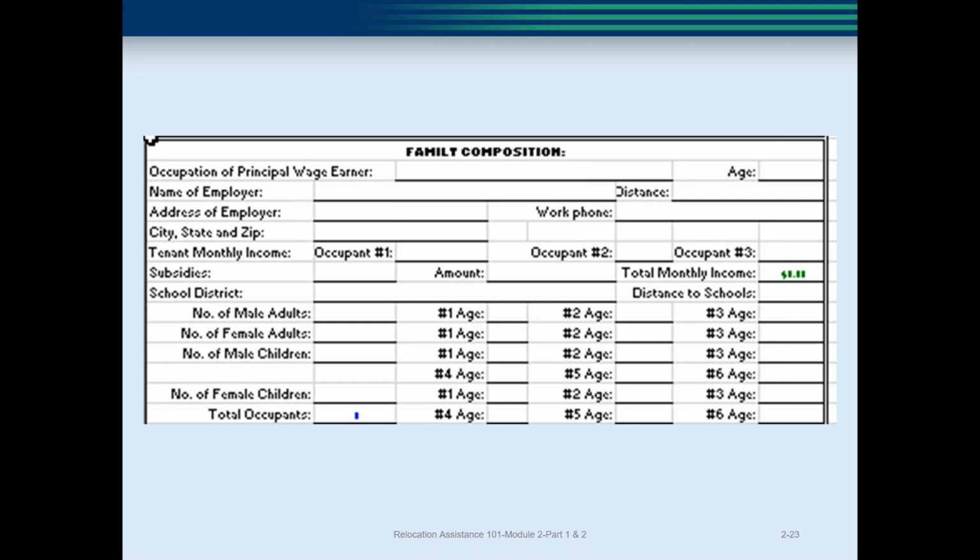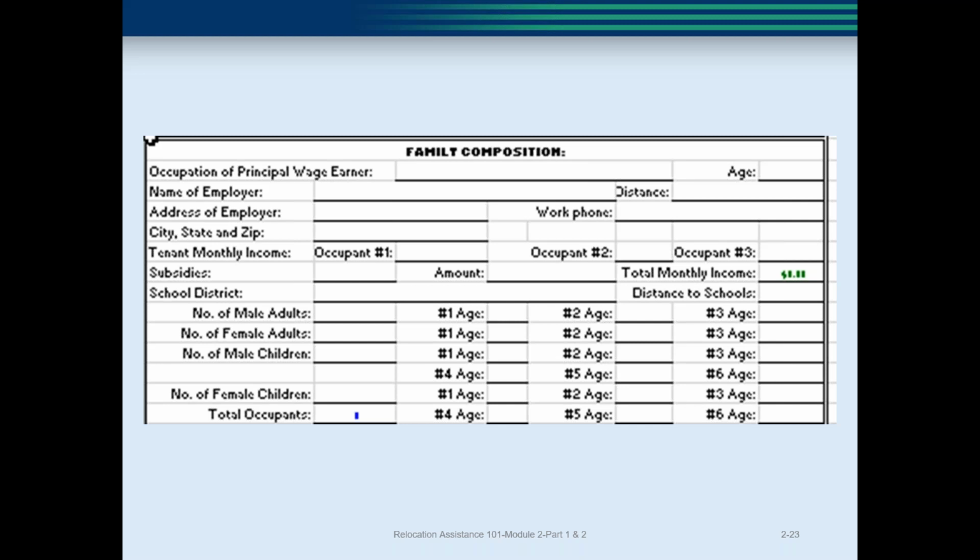The financial information, especially for a tenant, assists the agency in determining whether or not the tenant will meet the low income criteria and possibly require housing of last resort, which I will cover in more detail in Module 6.